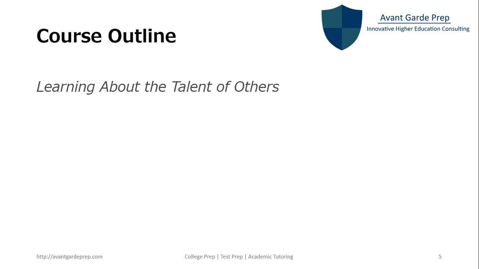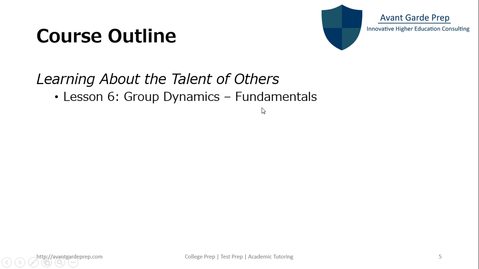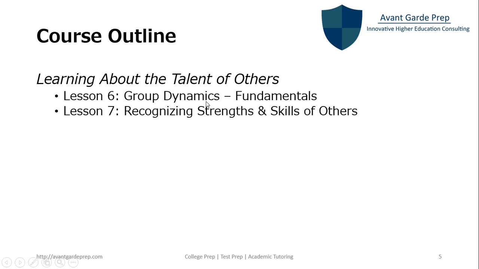Continuing on, we kind of moved on from oneself, and now we're moving on to the talent of others. Lesson 6 is group dynamics and the fundamentals, so understanding the behaviors and the attitudes within the groups, and carefully navigating that and knowing how to recognize the different personalities that exist within a group. Lesson 7 is going to be recognizing strengths and skills of others.